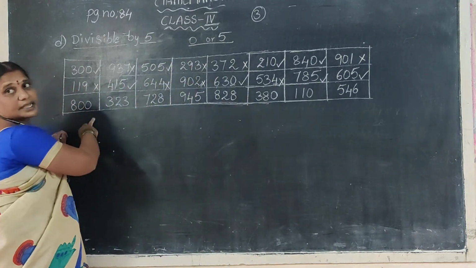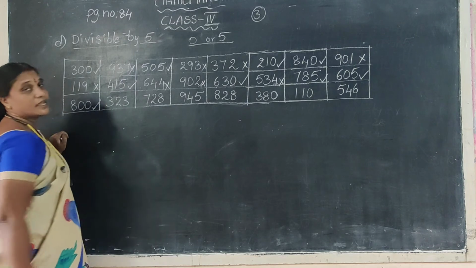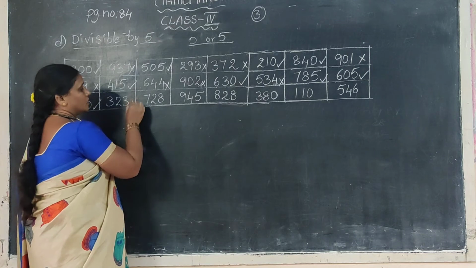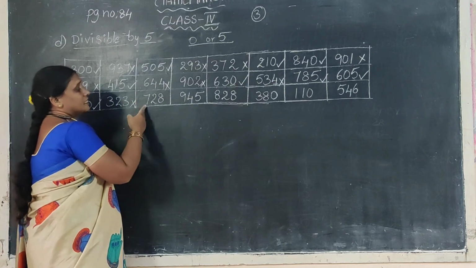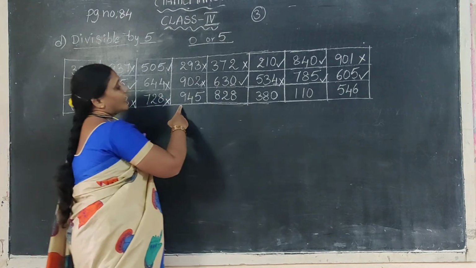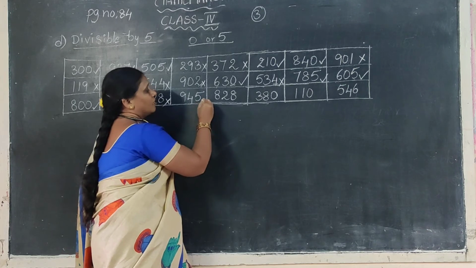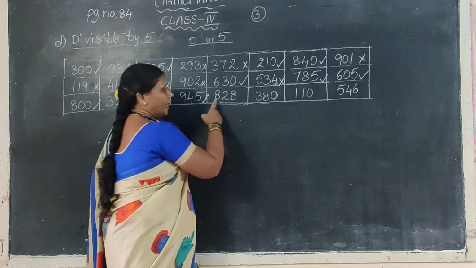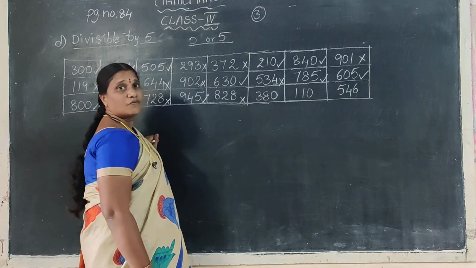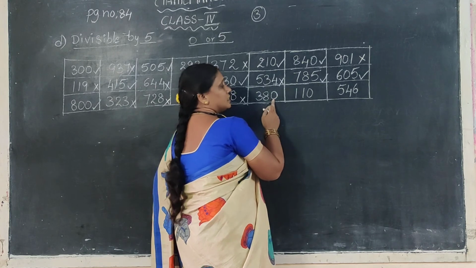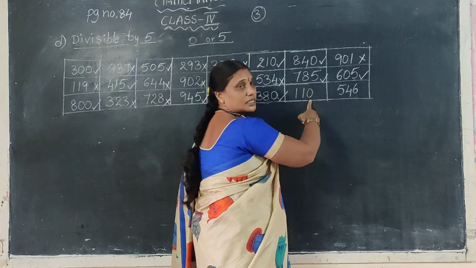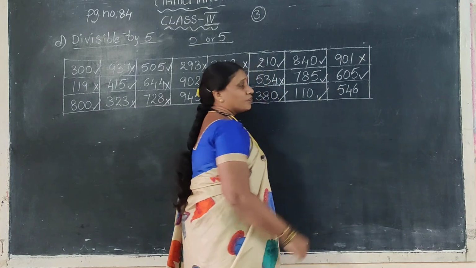Next, 800, last digit is 0, so it is divisible by 5. 323, last digit is 3, so it is not divisible by 5. 728, last digit is 8, so it is not divisible by 5. 945, last digit 5, so it is divisible by 5. 828, last digit is 8, it is not divisible by 5. 380, last digit is 0, so it is divisible by 5. 10, last digit is 0, so it is divisible by 5.